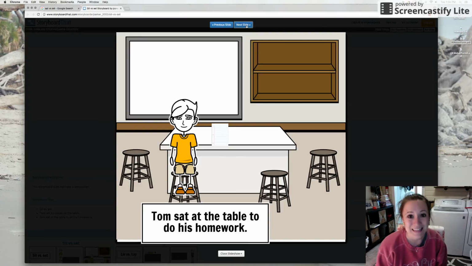If you said set, S-E-T, you are correct. And the second question says, which means moved into a seat. If you said sat, S-A-T, you are correct.